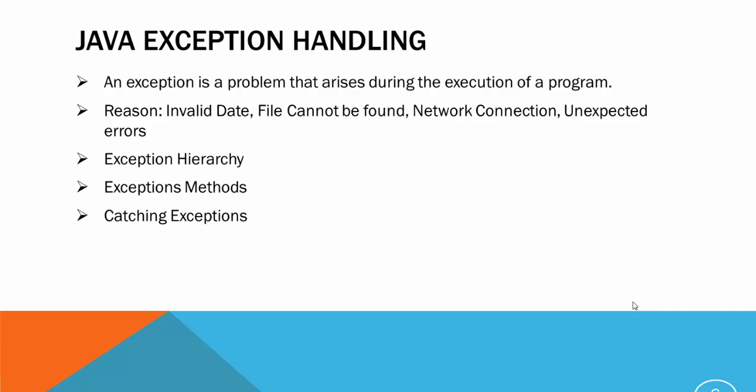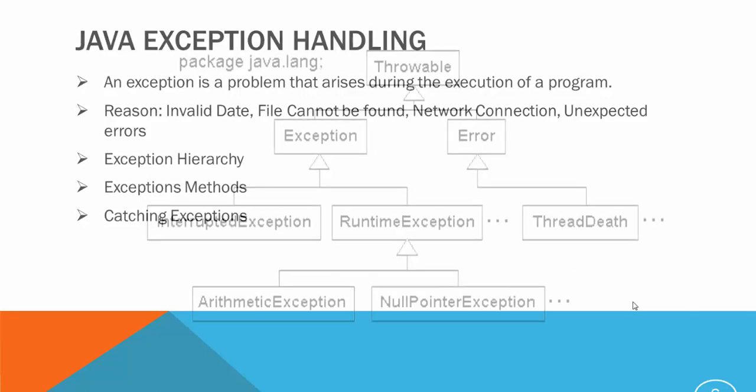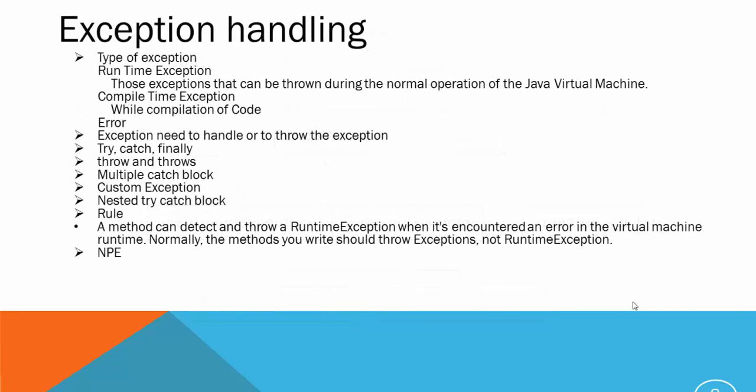Suppose there is one method which has some exception while executing that method. Either that method can handle the exception in the method itself, or it can throw it back to the caller method. The method which is calling this method can throw the exception to that method. Okay, so this is the exception hierarchy.